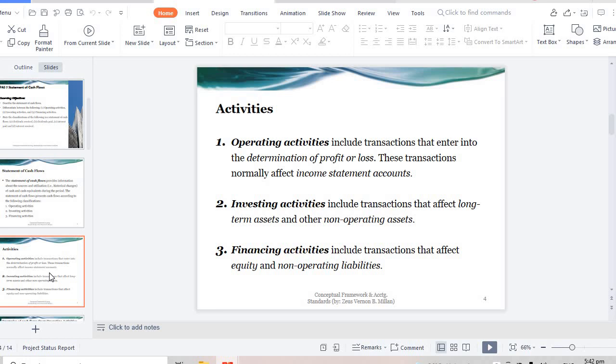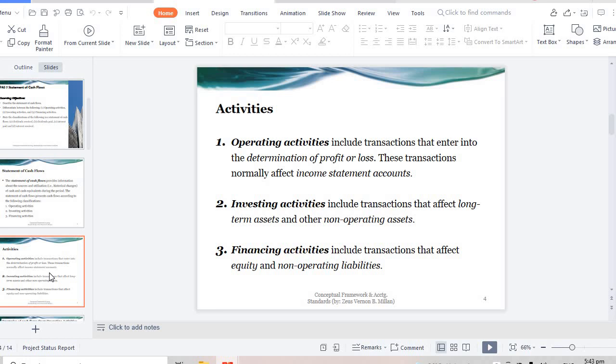Financing activities include transactions that affect equity and non-operating liabilities. When you say equity, that is additional capital and withdrawal of capital, and dividends are placed there too. Then non-operating liabilities, let us say loans. Loans payable are not part of the operating liabilities. Examples of operating liabilities are accounts payable and unearned income. But the non-operating activities should be included here.